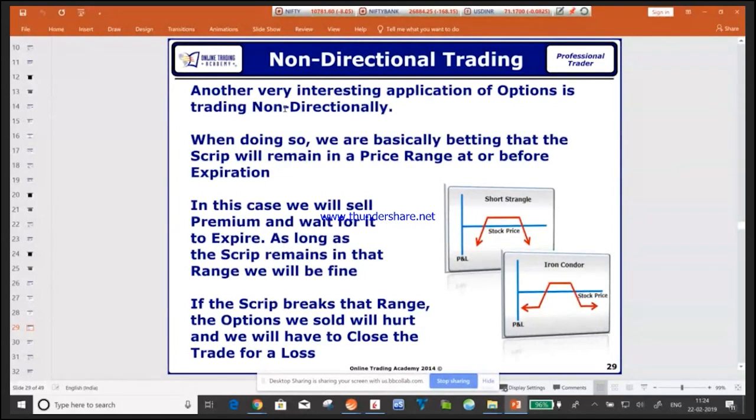When doing so, we are basically betting that the script will remain in a price range at or before expiry. So what we bet is, since the stock is ranging, it will probably remain in that range till expiry. In this case we sell premium and wait for it to expire. As long as the script remains in that range, we will be fine. If the script breaks the range on either side, then we are going to lose money, or we're going to go for a stop loss.